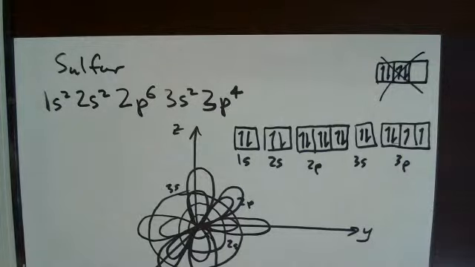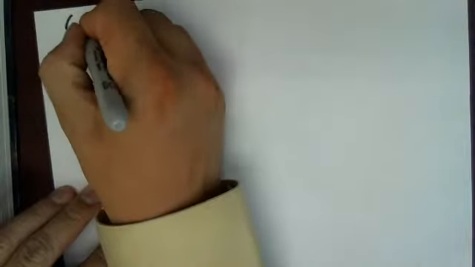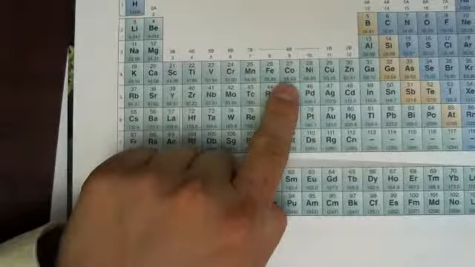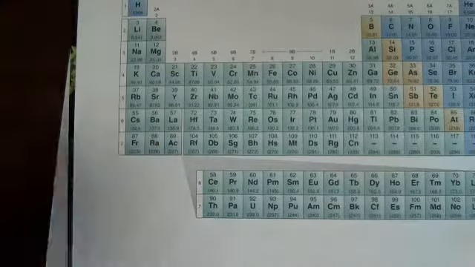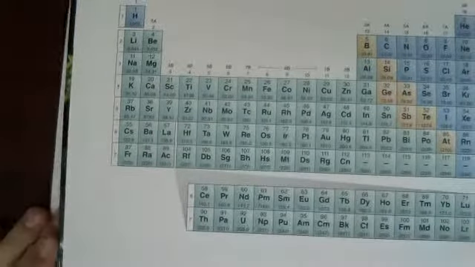So let's have a look at another one. This time we'll look at some d orbitals. Now, if you pick an element, say like cobalt, now cobalt sits on the periodic table right here, and it's in this D block. Okay, so what we have to consider is these d electrons.